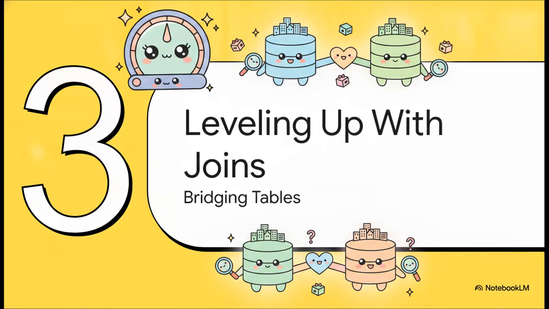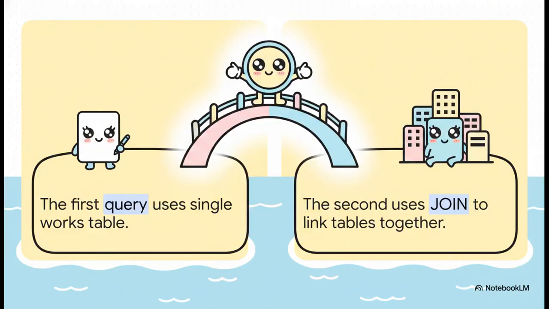Okay, Section 3, leveling up with joins. So what if we need a bit more detail? Like, say we want to track down not just the names, but the actual cities these specific employees live in. To pull this off, we use a join. Think of a join as building a logical bridge between the isolated islands of our tables. While our first query just used that single works table, we're now stitching tables together. We're using the employee's name as the common link to reach over and grab their city.